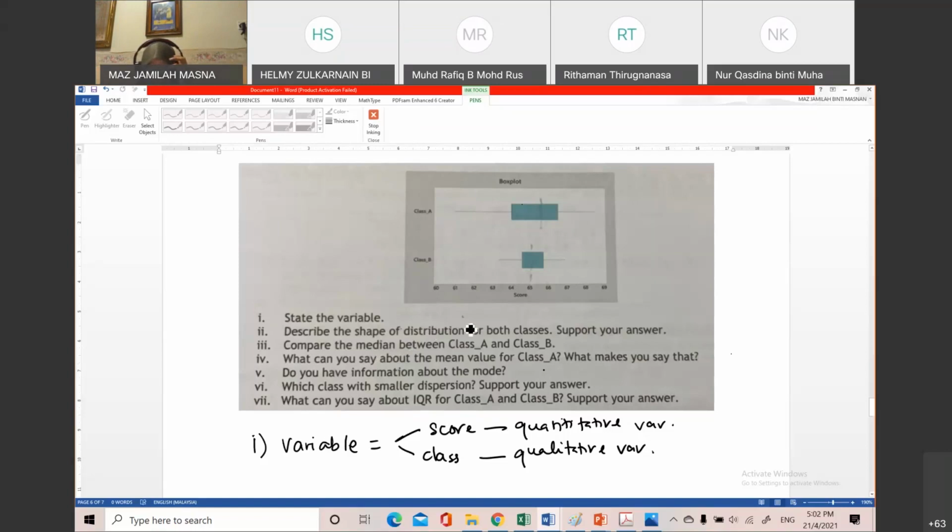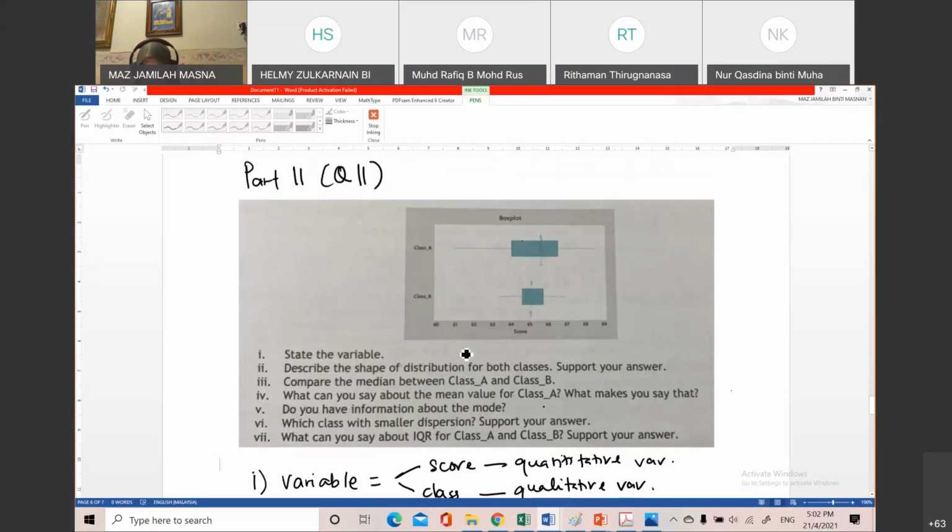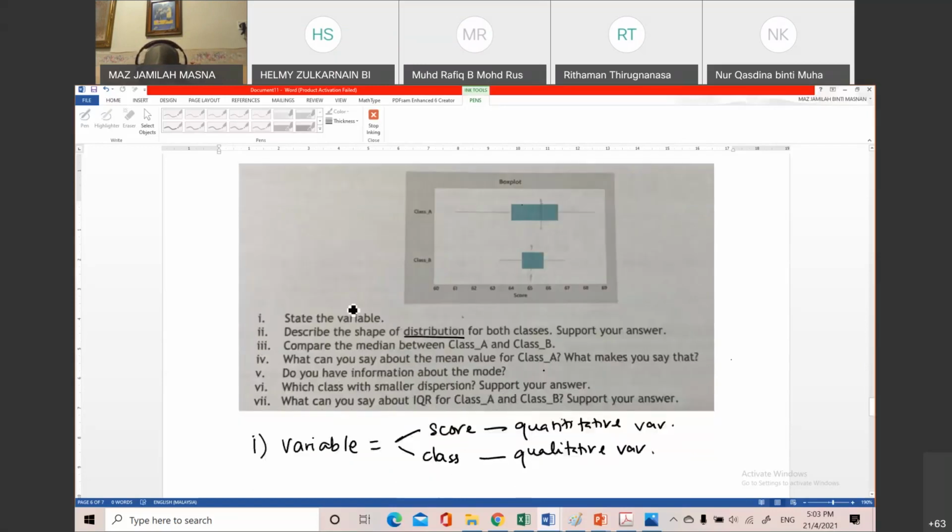Describe the data distribution for both classes. Now we have talked a lot about the box plot. So now you need to describe the distribution. If you're talking about the distribution, it's either symmetric or normal or skewed, either skewed to the left or skewed to the right. Now, what can you say about both? Describe the shape of the distribution for both classes.